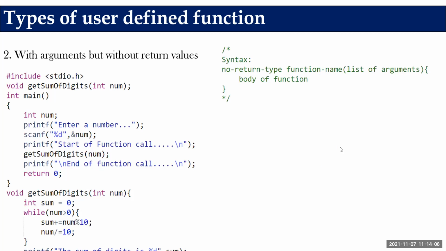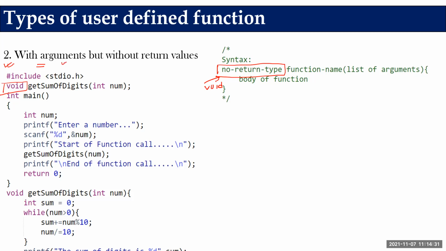Now let's see the second one. Same problem we're going to solve in 4 different ways. Same problem, get the sum of digits. Now the condition is changed. Second category, with argument but without return value. Without return value means no return type. Check the syntax, no return type. No return type means void. So here I declare the function as void.